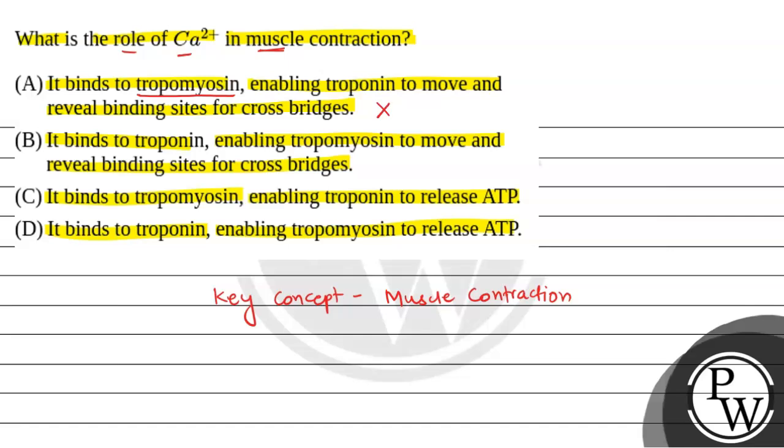No. Second option is it binds to troponin, which is right, enabling the tropomyosin to move and reveal the binding sites of the active sites for the formation of cross bridges. This is absolutely right.